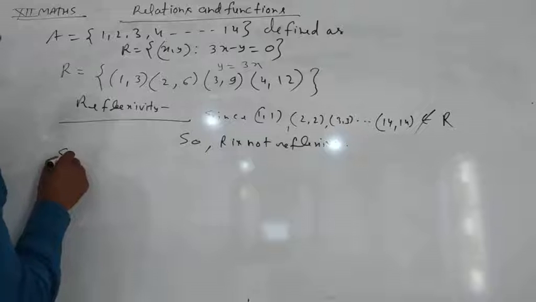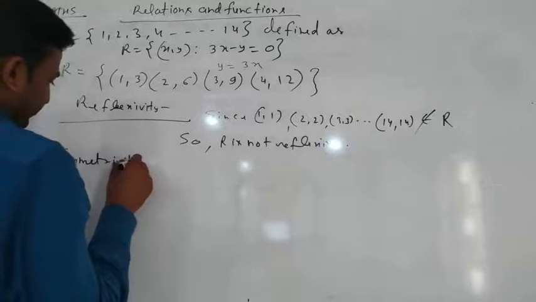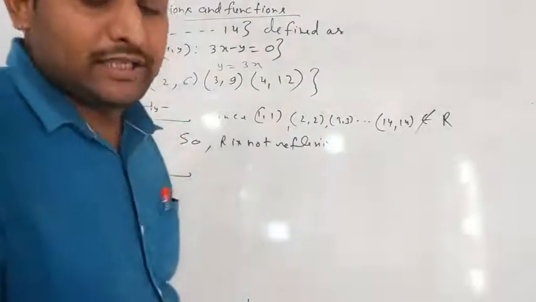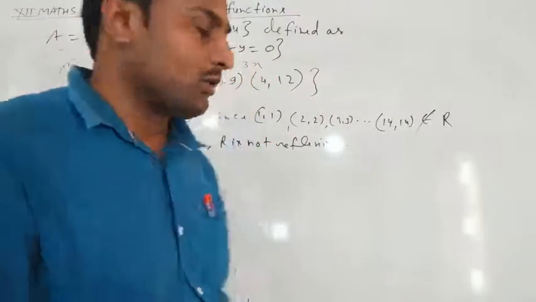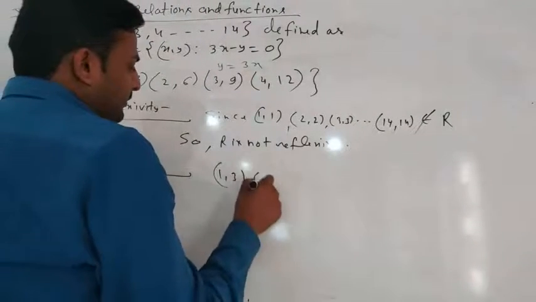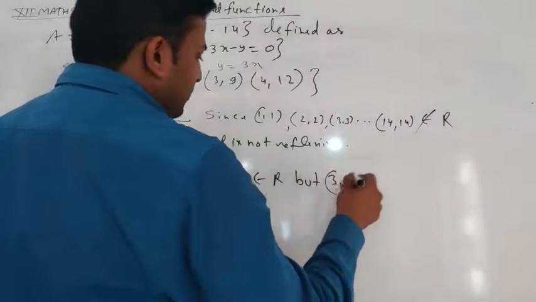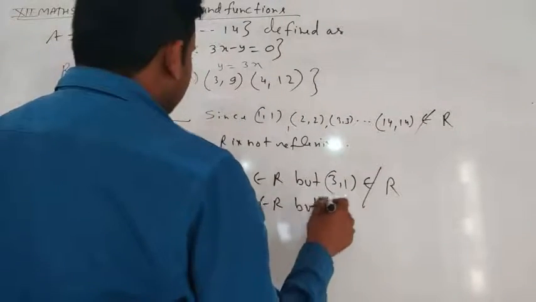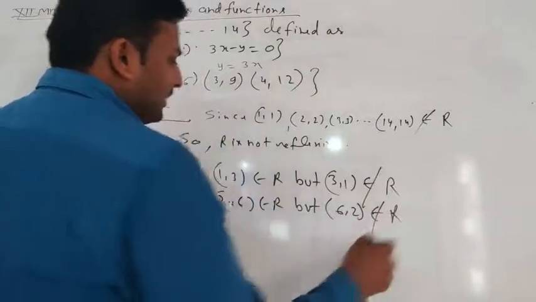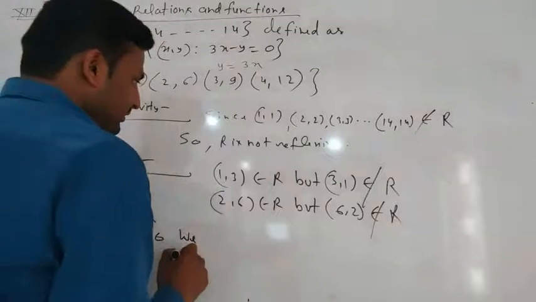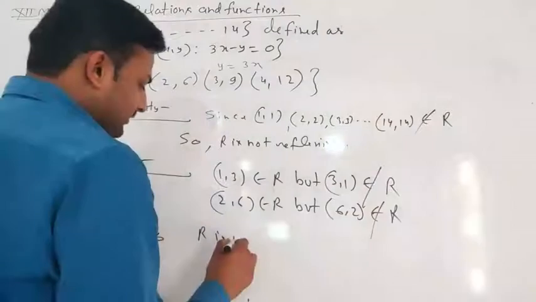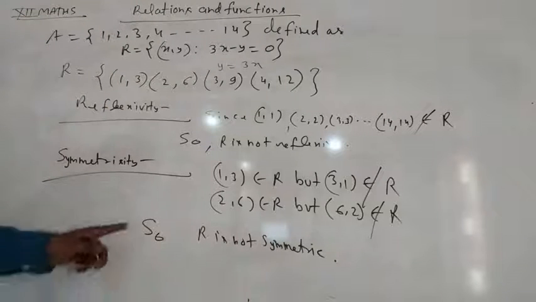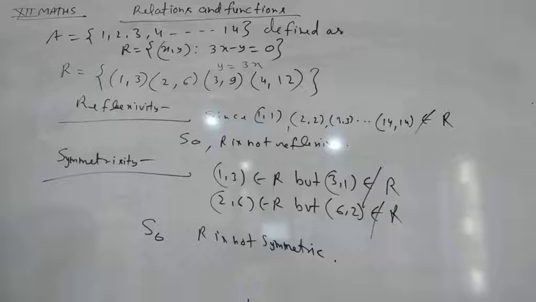Now for symmetry, you know that if (a, b) belongs to R, then (b, a) must also belong to R. Here we see that (1, 3) belongs to R, but (3, 1) does not belong to R. Similarly, (2, 6) belongs to R, but (6, 2) does not belong to R. So we can say that R is not symmetric.